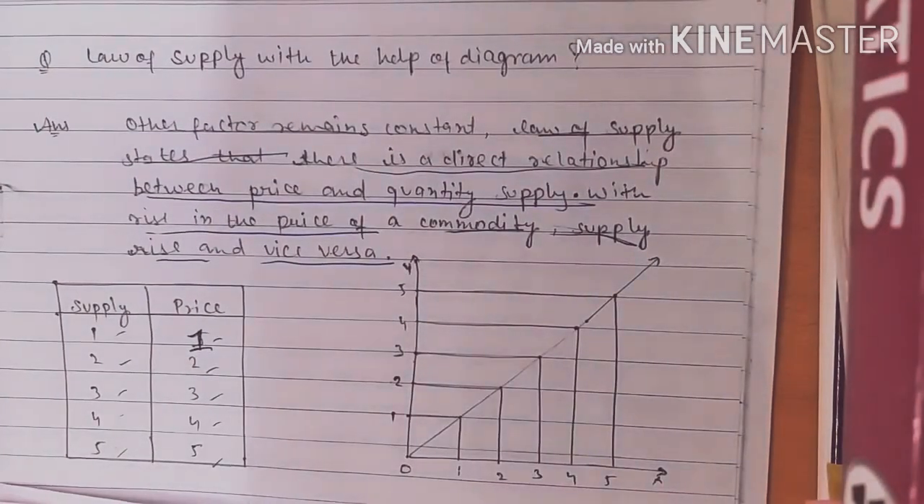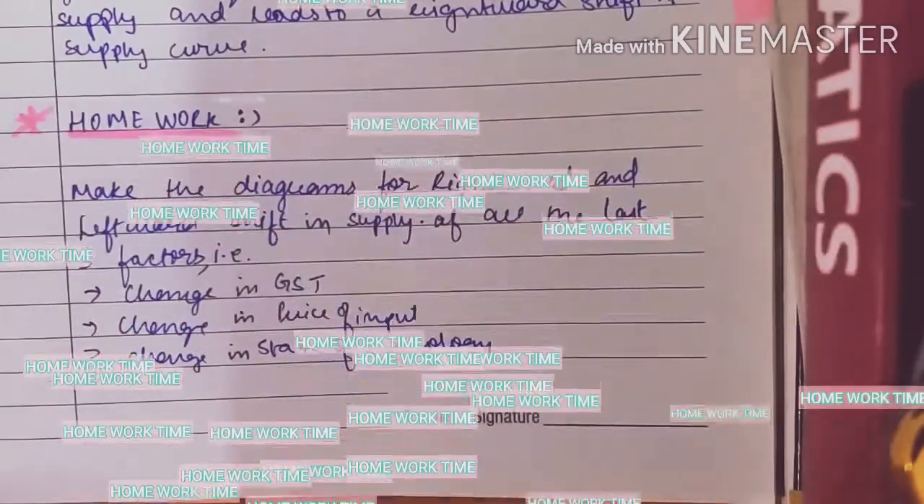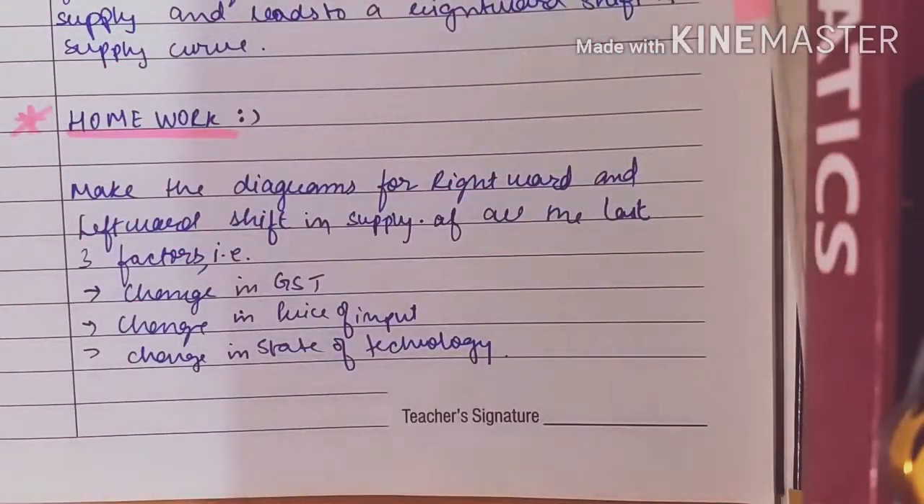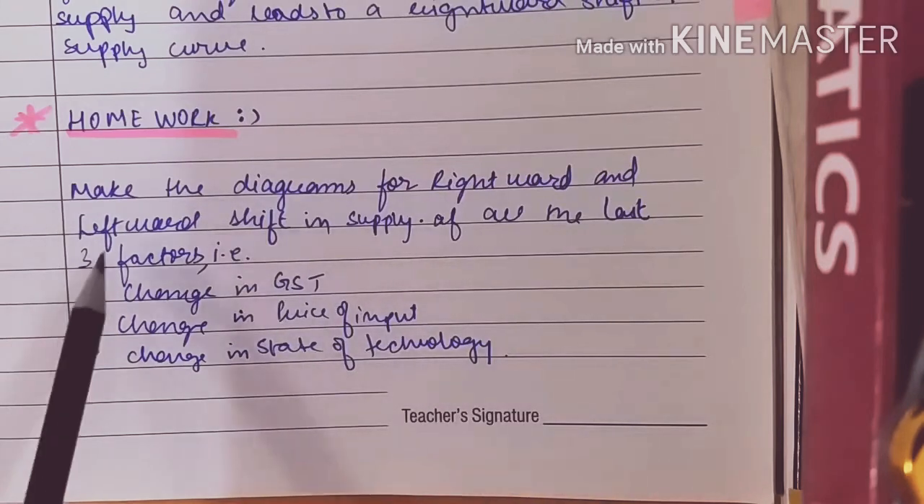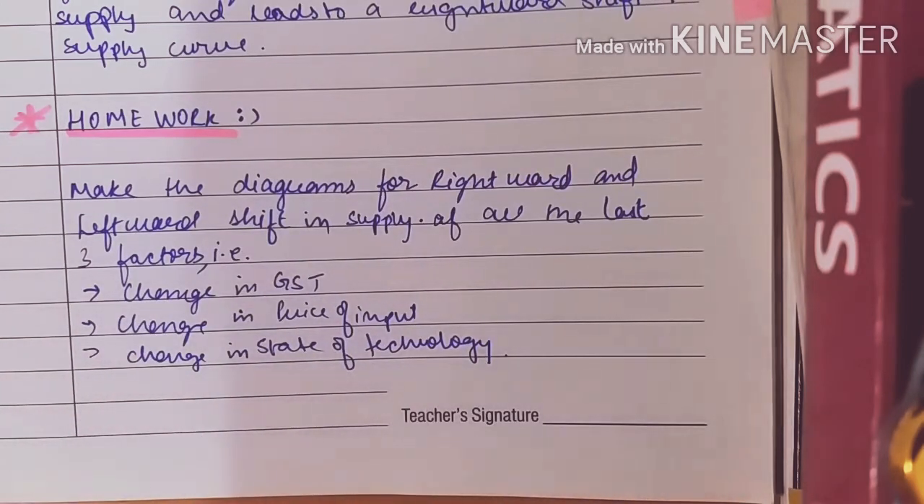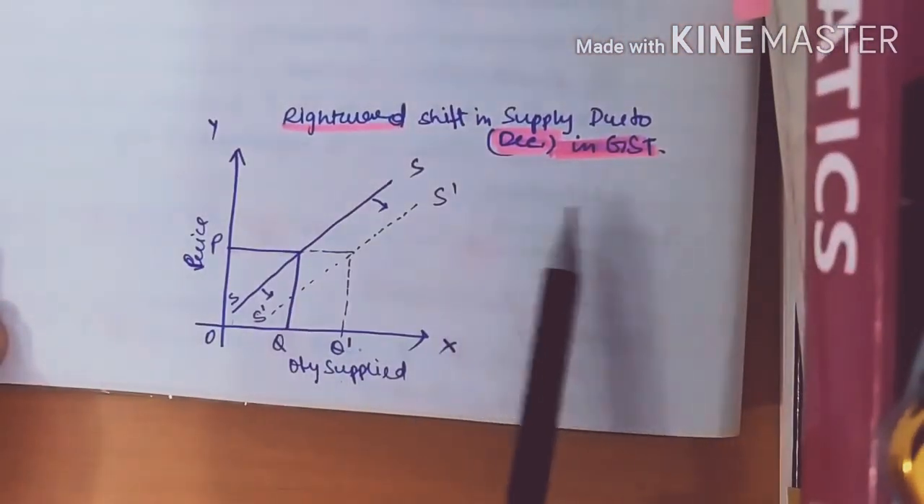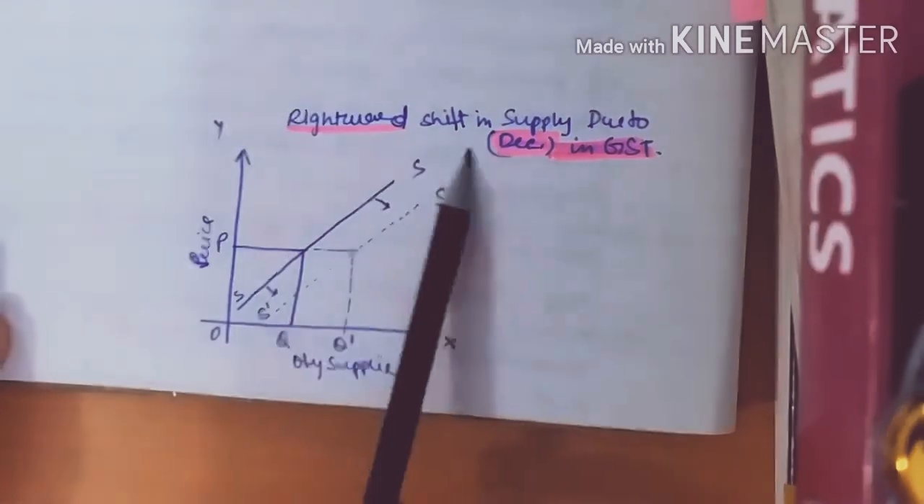If you're asked to write up the law of supply, then you'll have to write the full statement, the schedule as well as the diagram. Done. And here's a little bit of homework for you all. You have to make the diagram for the shift in the supply curve of all the three factors: change in GST, change in price of inputs, and change in state of technology. This is how you have to make the diagram. I have given an example diagram of decrease in GST, rightward shift.